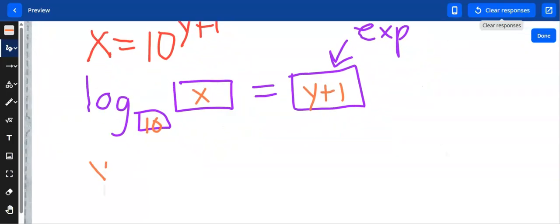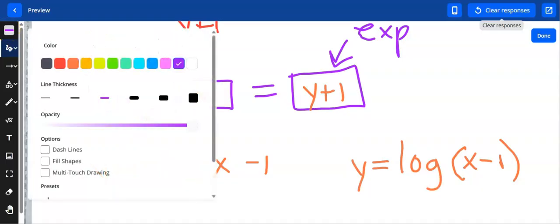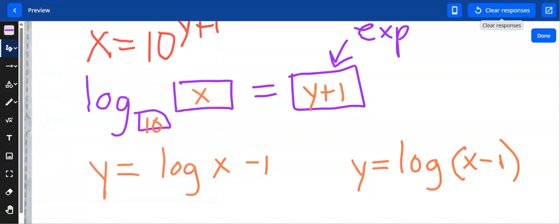Now we need to get y by itself. So y is what? Log x. Is it this one? Or is it this one? Which one is it? Is it the one on the left or the one on the right? Talk to your neighbors right now. See if you can decide. The one on the left or the one on the right? That's a good question right there. Okay, which one is it? The left or the right?